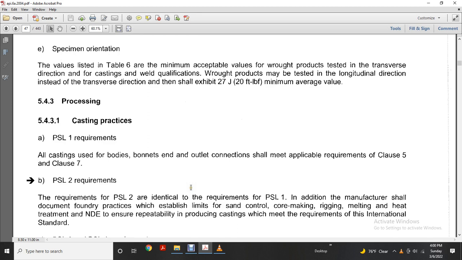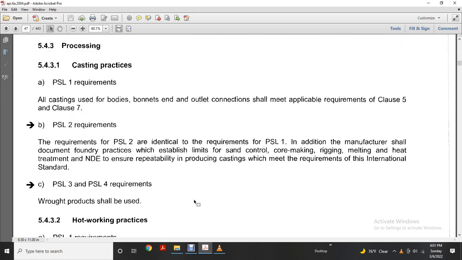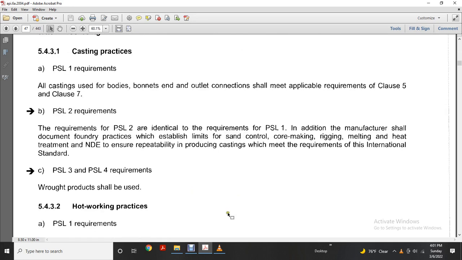In addition, the manufacturer shall document the foundry practice, which will establish limited and controlled core making, rating, melting, heating, treatment, and non-destructive examination to ensure the repairability of the product, and castings shall meet the requirements of the international standards. Products for level 3 and 4 requirements. Raw products shall be used.